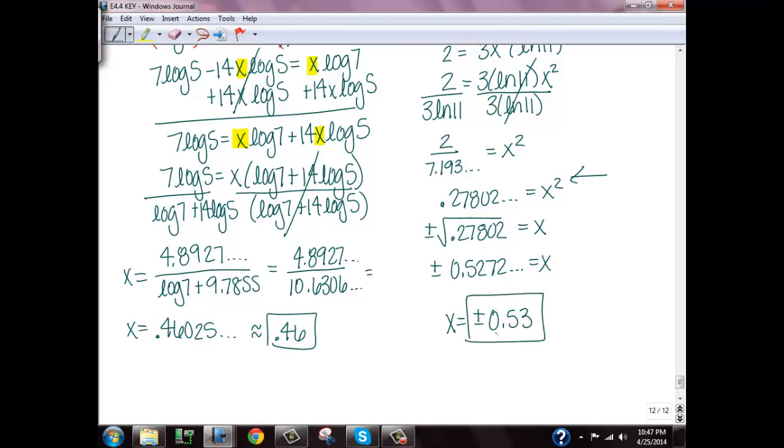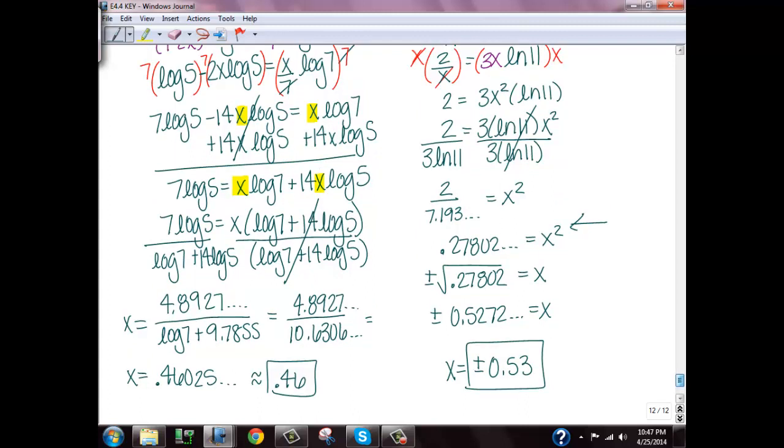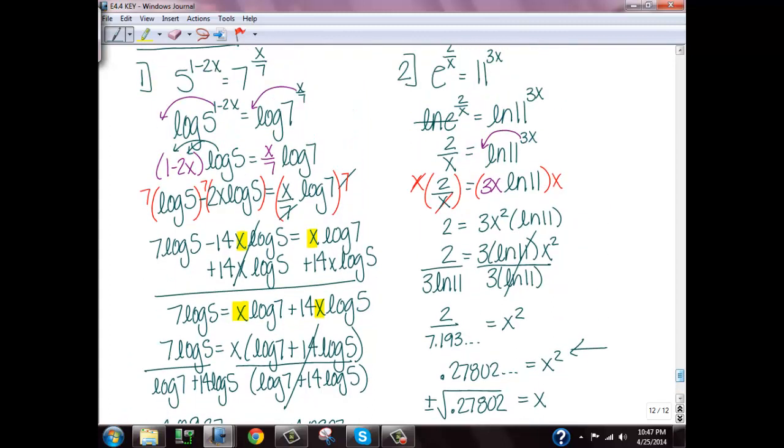Okay, so again, just a couple more examples, more complicated examples of how to solve exponentials when the bases are not the same. Okay, that's the end of E4.4.